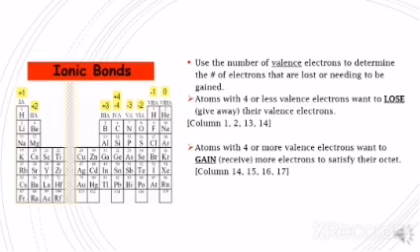But if the atom is found in column 14, 15, 16, or 17, this means that the atom has 4 or more valence electrons, and it tends to gain more electrons to satisfy its octet rule. Octet rule means having 8 valence electrons.